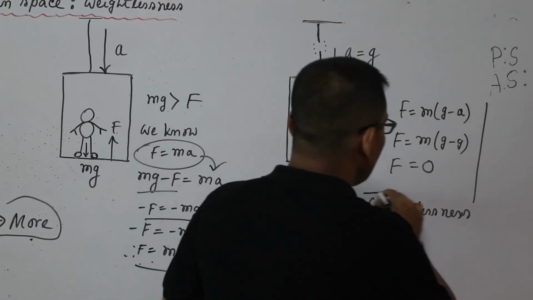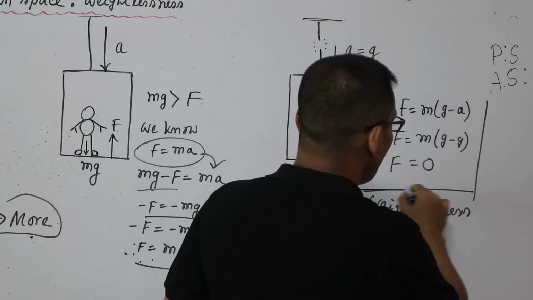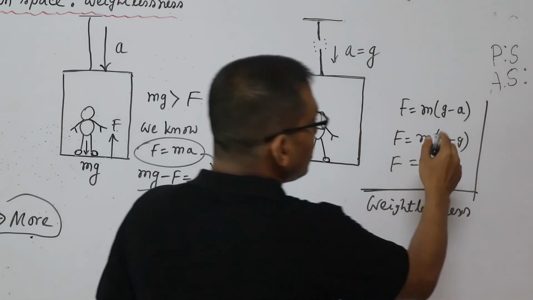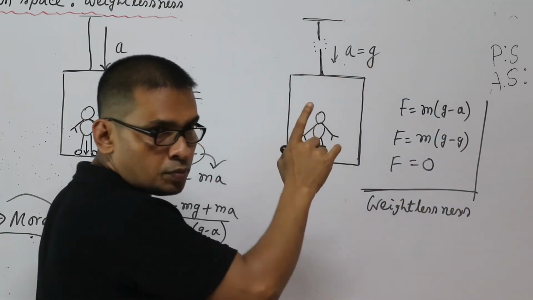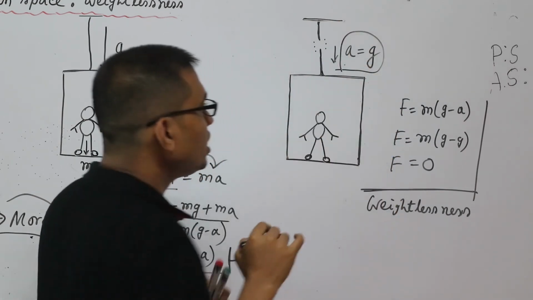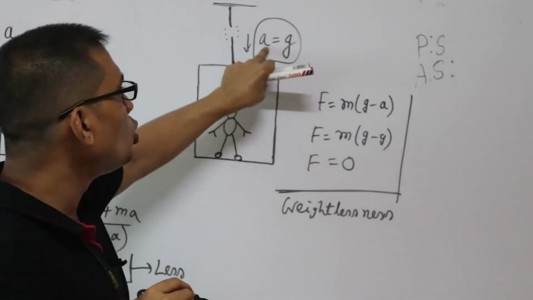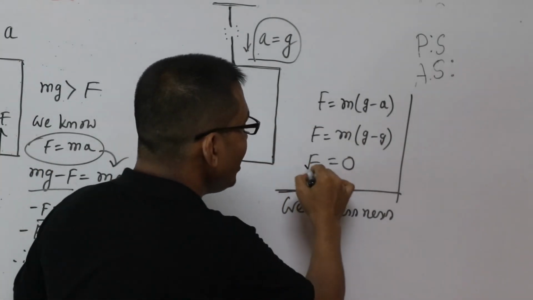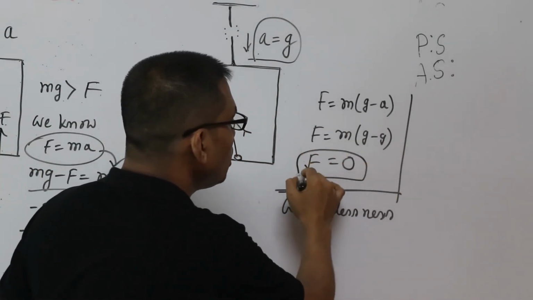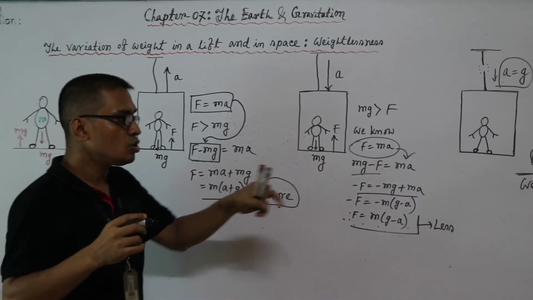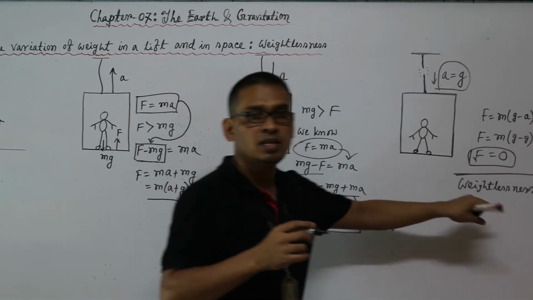Now when the rope of the lift tears, at that time the acceleration of the lift will equal the acceleration due to gravity, and if we put this value in this equation, we get F equals 0. That means no weight. This is known as weightlessness.